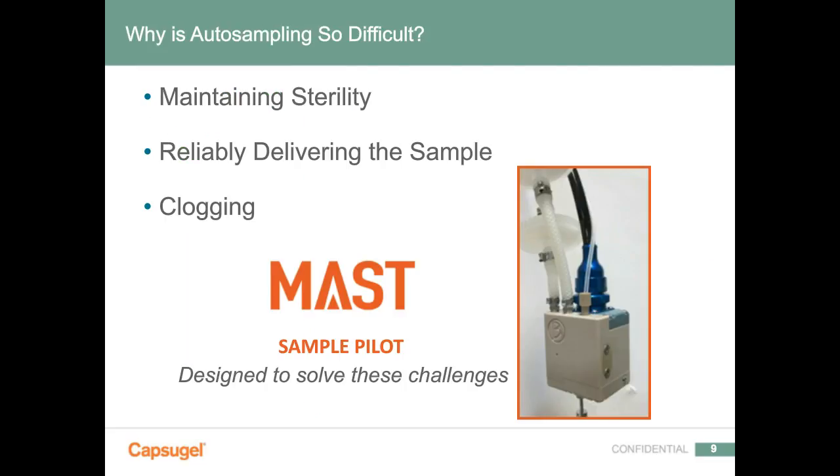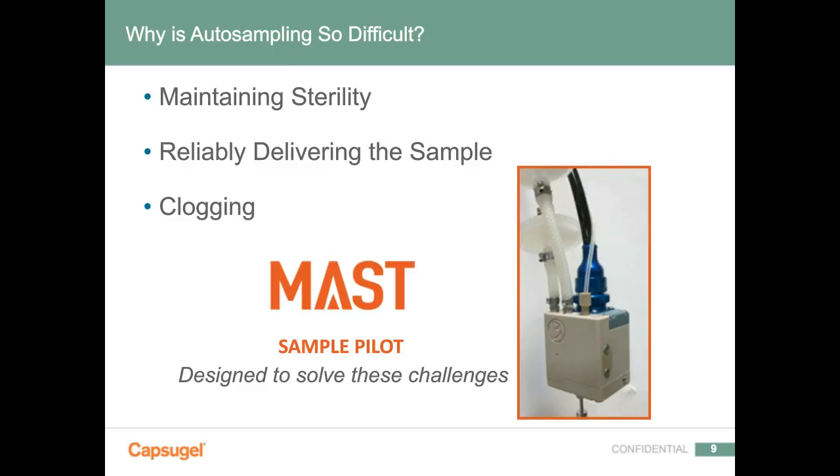So one of the things that I want to talk about right now is why is auto sampling so difficult? For years there wasn't a good solution, and that was for three reasons. One, maintaining sterility was always an issue with auto samplers. Then also reliably getting the sample to the destination was always a challenge. And then because of viscosity issues with high cell density processing, and the clogging, over time, cell debris accumulation eventually clogs these systems.